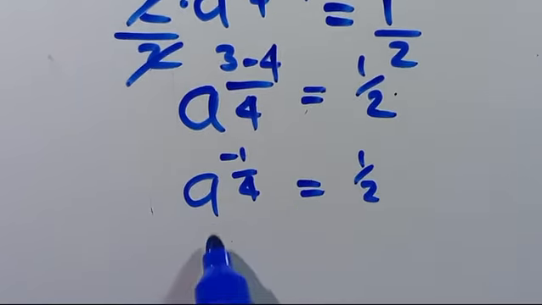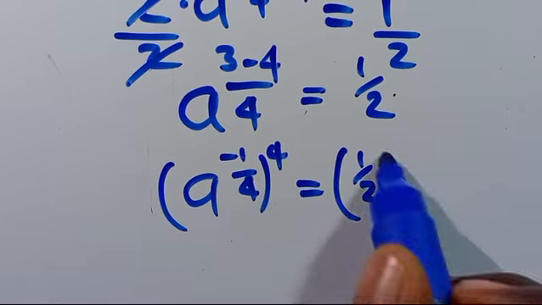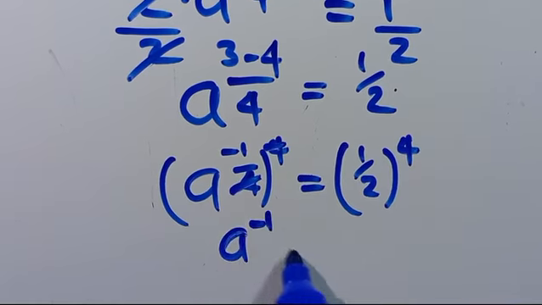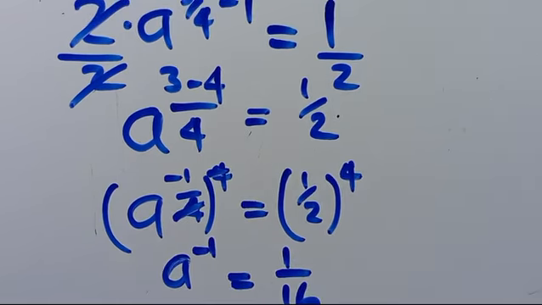Raise the power of both sides by 4. Here will be raised to the power of 4, and this is to the power of 4. This will divide by this. We have a to the power of minus 1 equals 1 over 2 to the power of 4, and 2 to the power of 4 is 16.